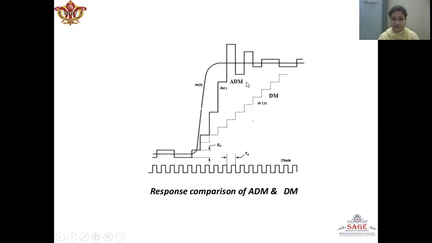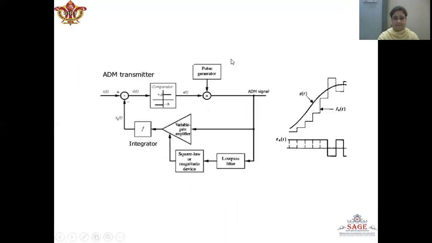Whereas in the adaptive delta modulator, there is a variation in the step size, which we can see in this waveform. When there is a steep increase in the amplitude, there is a larger step size. So we can see that the step size goes on increasing. So in this case, the adaptive delta modulator output will be able to pick up the message signal. So there will be less difference in the message signal and the quantized output. So the error will be smaller.